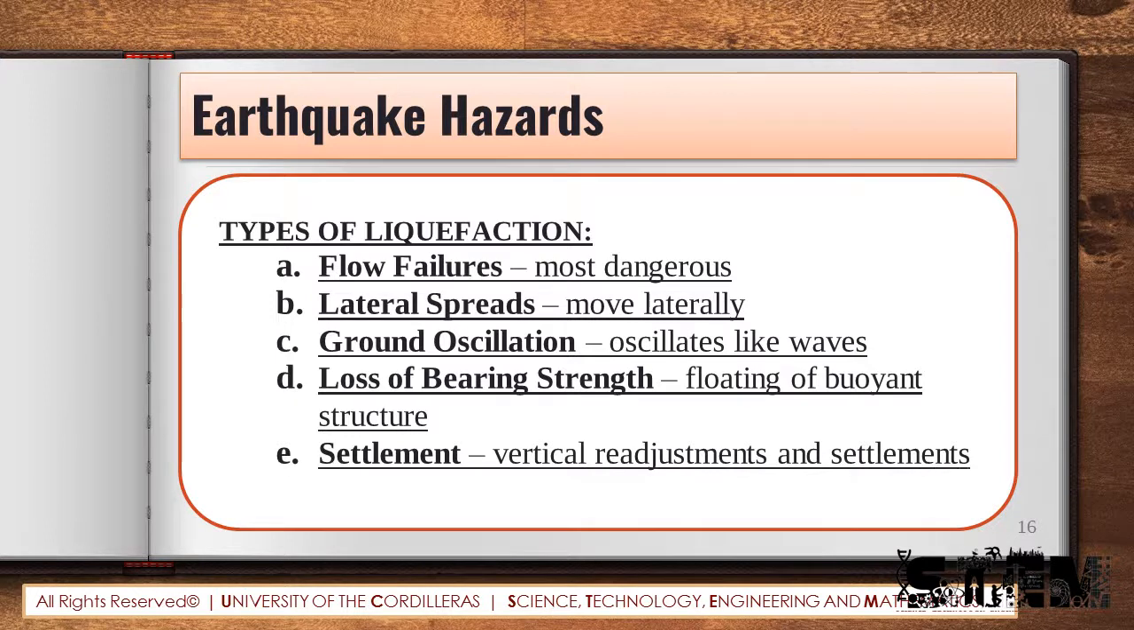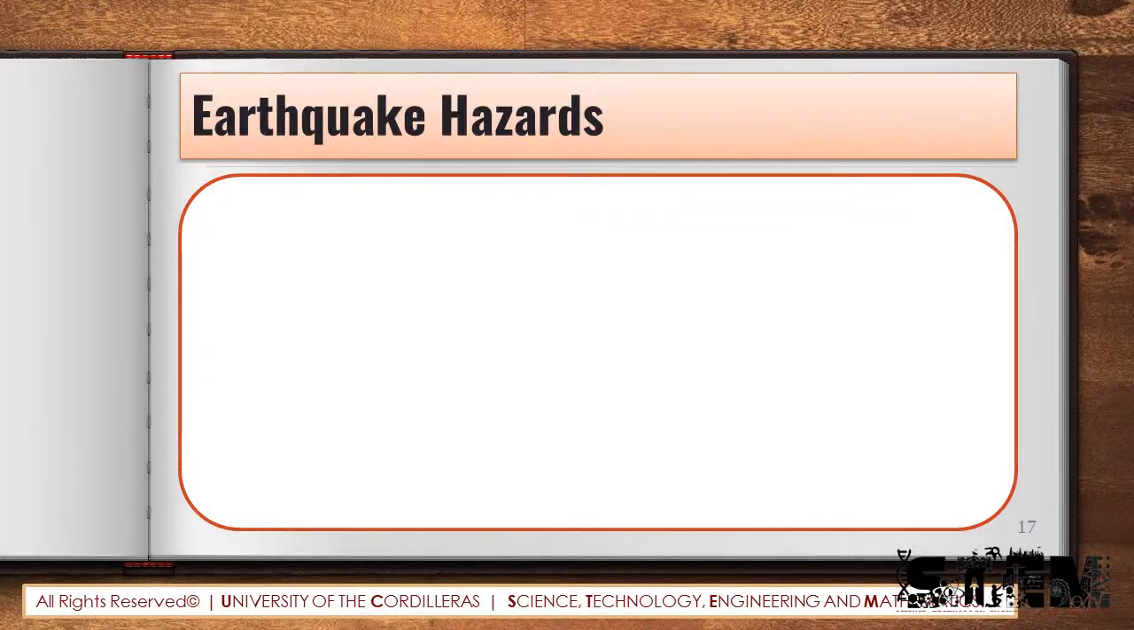And the last type is the settlement kind of liquefaction. Here, it's possible that the vertical readjustment or settlement within the liquefied zone will be created, such as fountains of water or maybe sediments coming from the pressurized liquefied zones. So these are just the types of liquefaction.